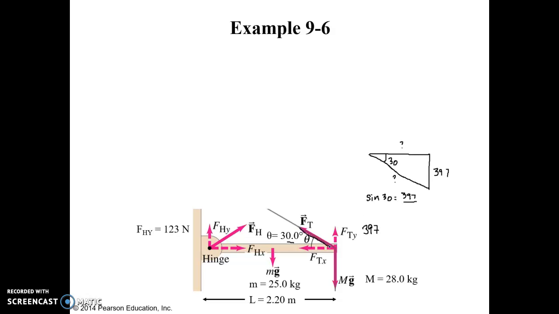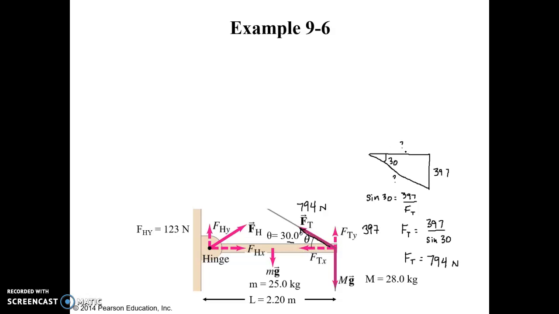The hypotenuse in this case, the diagonal, is FT. That's the tension in the cable. So FT is just going to be equal to 397 divided by sine of 30. And so that gives me FT is equal to 794 newtons. So this is 794 newtons.